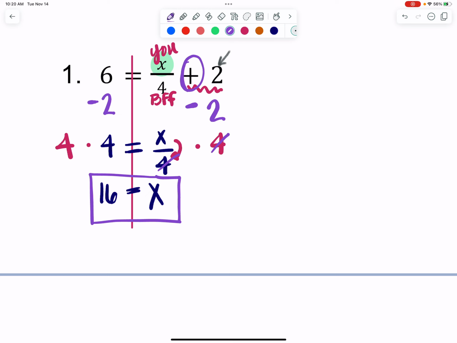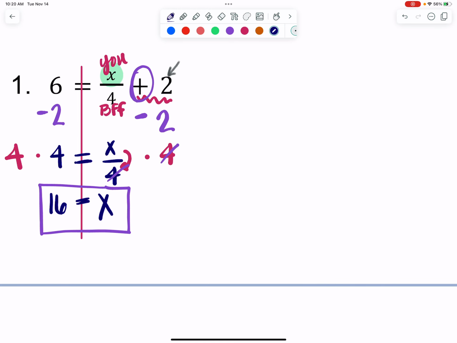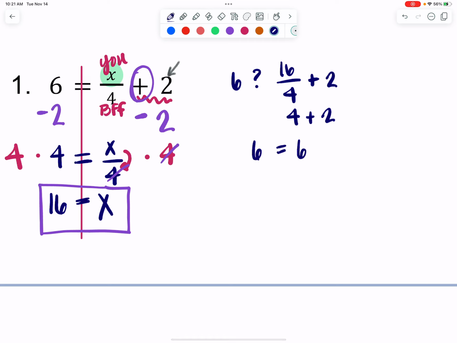Now to check it, we can go plug it back in. So we want to know if 6 is equal to 16 over 4 plus 2. Well, 16 divided by 4 is 4. 4 plus 2 is 6. So yes, 6 is equal to 6. We know we got the right x value.